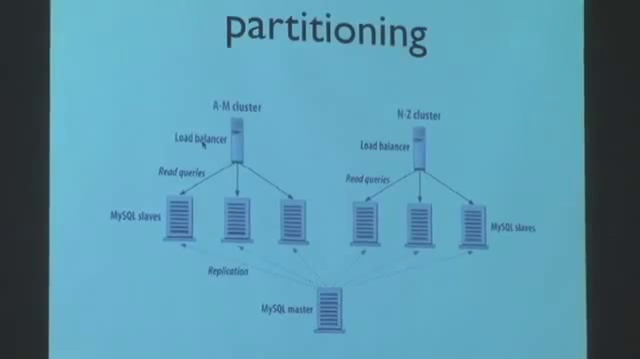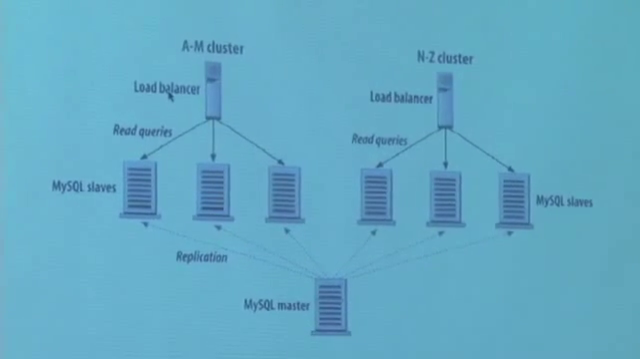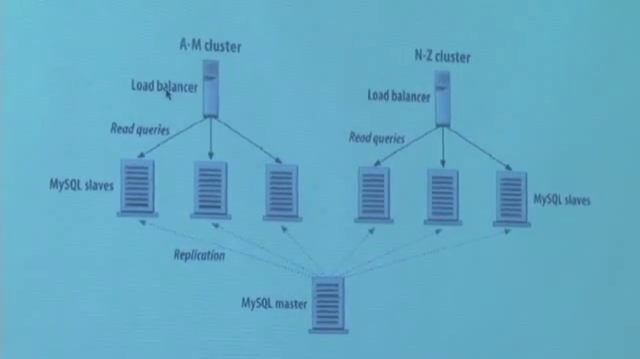location of that same thing, but for users whose names start with N through Z. And then you have maybe a single master, but the slaves for reading purposes are distributed and dedicated to only subsets of your users. So what's nice about this model? What's compelling about partitioning?